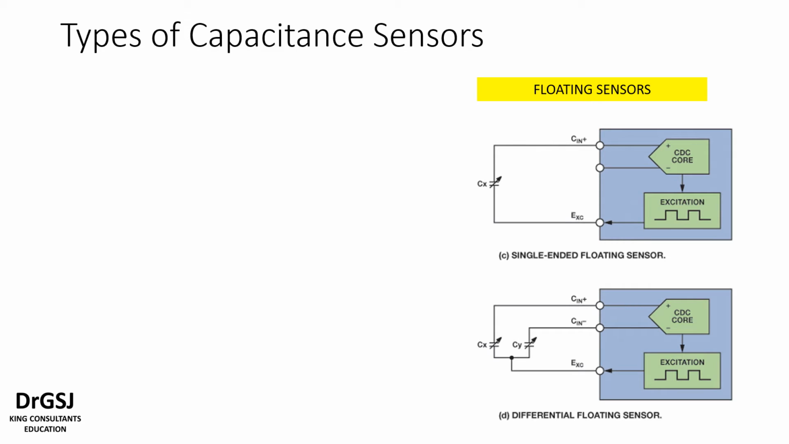Now, what happens when you remove the shield or the commonality here and give it as a floating sensor? The same Cx works, and in this case, instead of being connected to a ground like we saw in the previous grounded sensors, they are connected to a fixed voltage supply or a fixed capacitance supply or a fixed input, which is called EXC. So this is the excitation voltage, which is given as the common point.